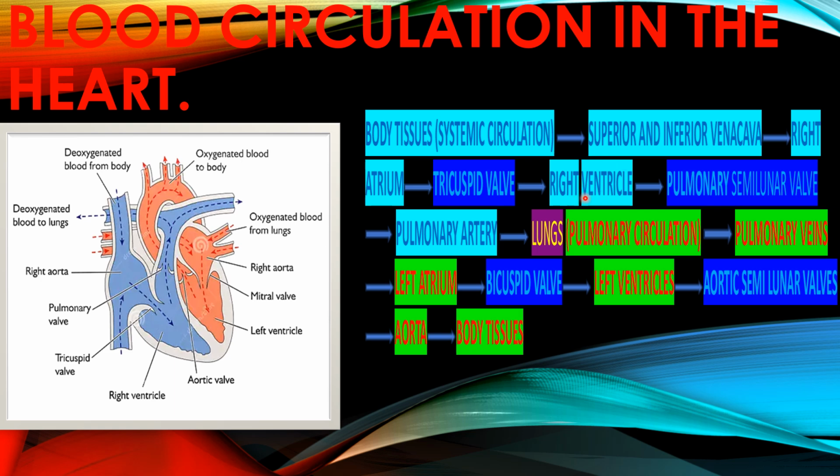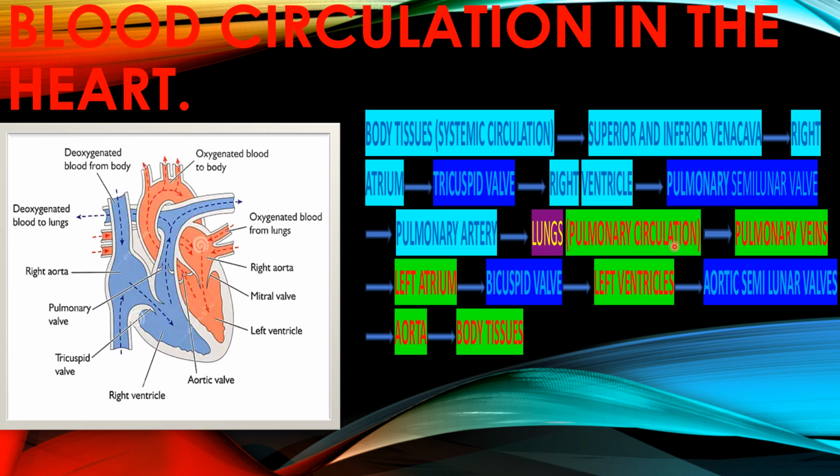From the right ventricle, the ventricle contracts and pumps out the blood through the pulmonary semilunar valve. This pulmonary semilunar valve will prevent the backflow of blood to the right ventricle when it contracts. This pumps out the blood now to the pulmonary artery. From the pulmonary artery, the blood will flow to the lungs. Once in the lungs, we said it becomes oxygenated.